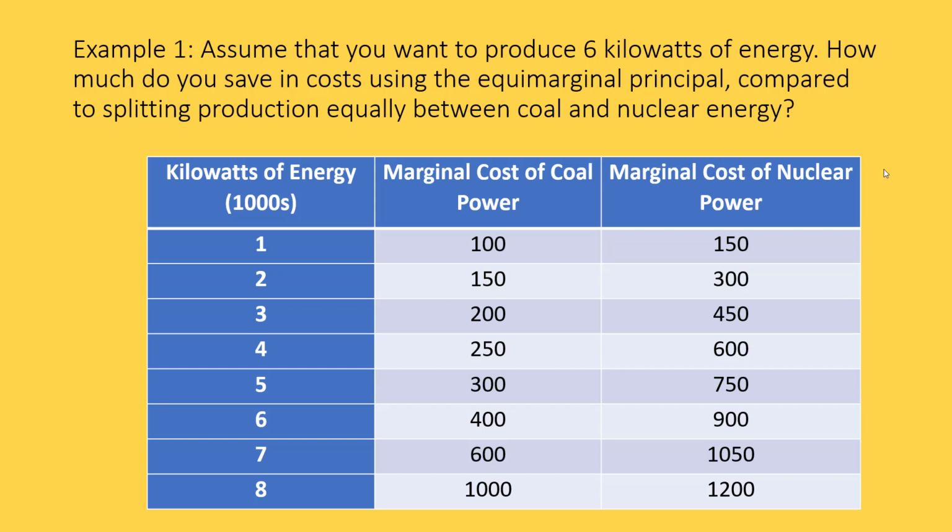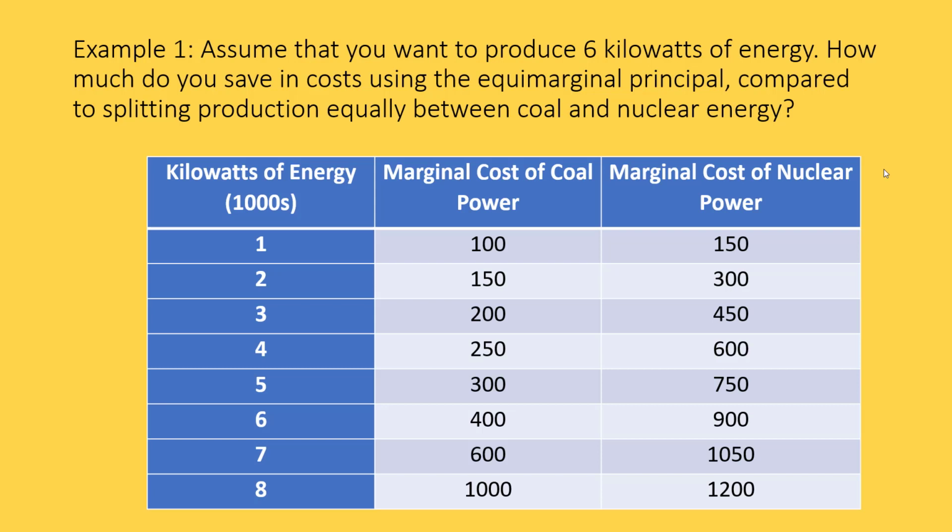So it says, assume that you want to produce 6 kilowatts of energy. How much do you save in cost using the equal marginal principle compared to splitting production equally between coal and nuclear energy? So first of all, when you're using the equal marginal principle, you want to take it from the cheapest source. We've got 2 sources here, coal power and nuclear power. If you take the energy source from coal, for the first unit, it's going to cost you $100. If you take it from nuclear for the first unit, it's going to cost you $150. Again, you're going to take it from wherever it is cheapest.